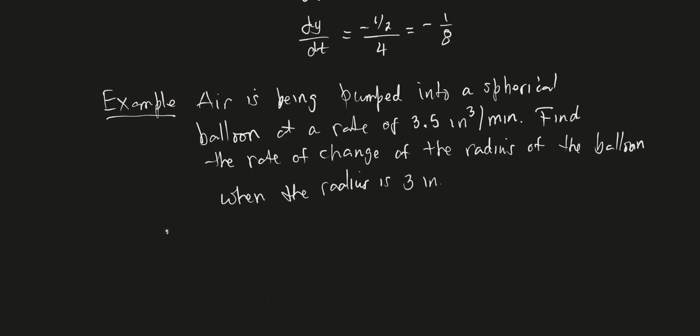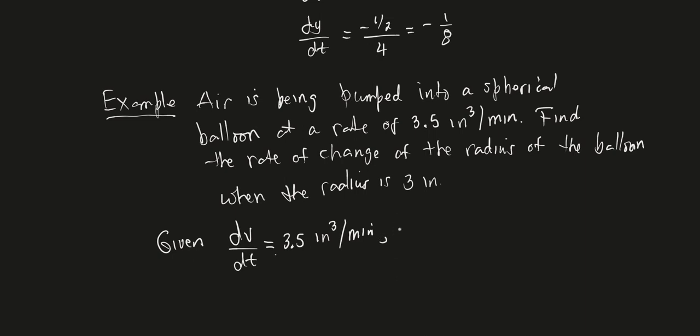So let's write down what's given. We're given that dV dt is equal to 3.5 cubic inches per minute. Again, how do we know it's dV dt? Take a look at the units. So this is where we may have to rely on units to determine what sort of rate is given, right? So again, cubic inches is a measure of volume, and minutes is a measure of time. So that rate is dV dt. So that's given.